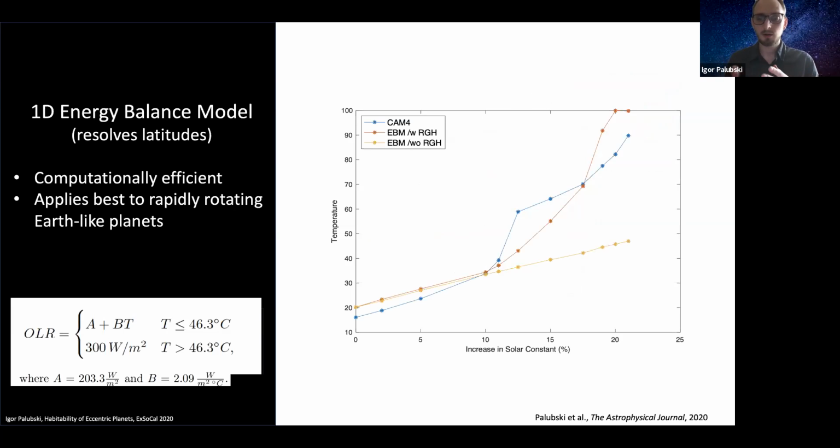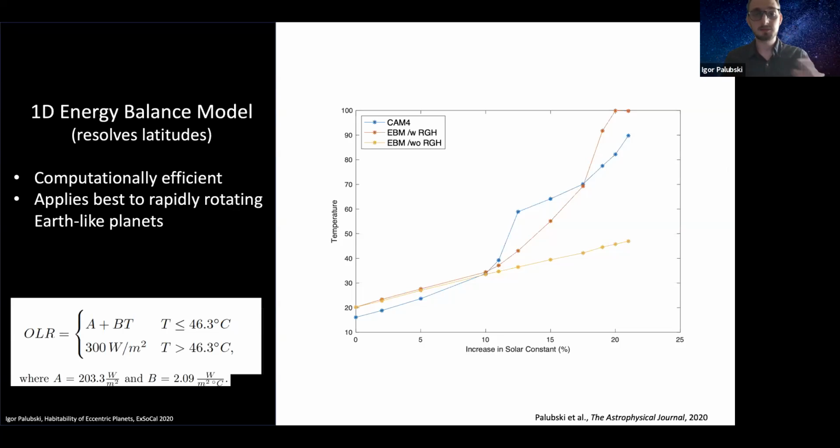We have this model intercomparison where I'm plotting the mean global surface temperatures as a function of the increase in solar constant. We have a comparison between three models: the default energy balance model in yellow, our modified model in red, and the CAM4 results in blue. Here you can see this linear behavior in the default model, where temperatures don't rise anywhere near as quickly as they should. With our modification, we instead see an exponential increase in surface temperature, which follows a lot more closely what you would see in the GCM simulations.